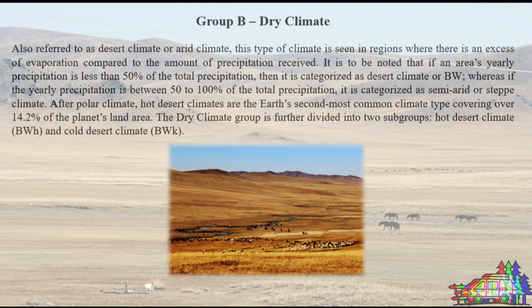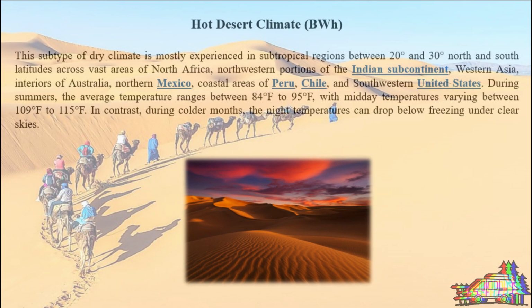After polar climate, hot desert climates are the Earth's second most common climate type, covering over 14.2% of the planet's land area. The dry climate group is further divided into 2 subgroups: hot desert climate, BWH, and cold desert climate, BWK. Hot desert climate, BWH.